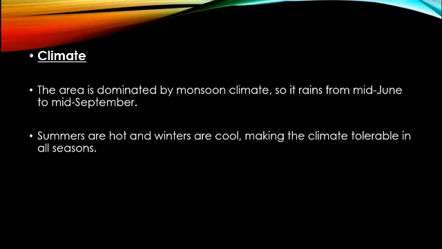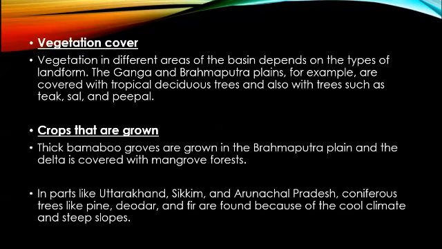If you talk about the climate of the Ganga Brahmaputra basin, the area is dominated by monsoon climate, so it rains from mid June to mid September, and summers are hot and winters are cool, and this makes the climate tolerable in all the seasons, and people can live there.